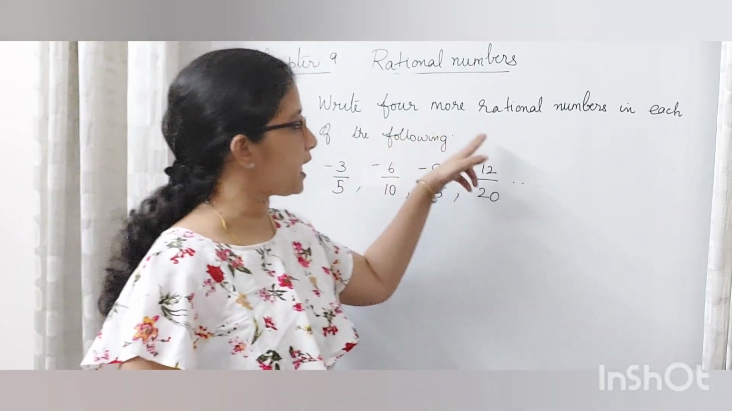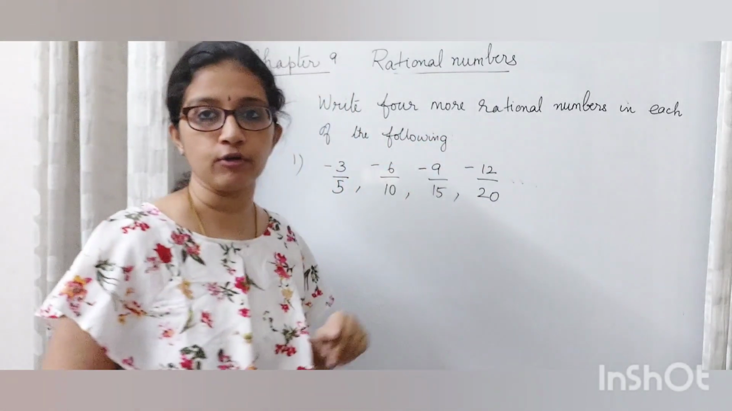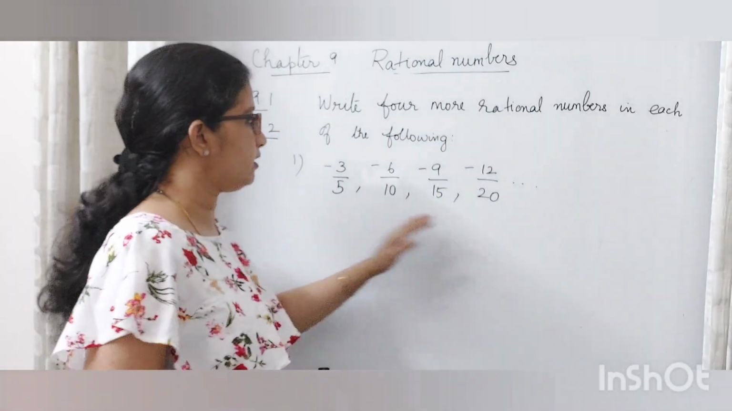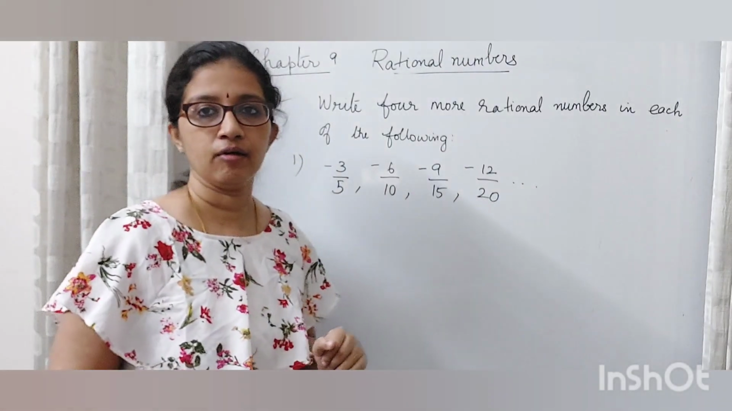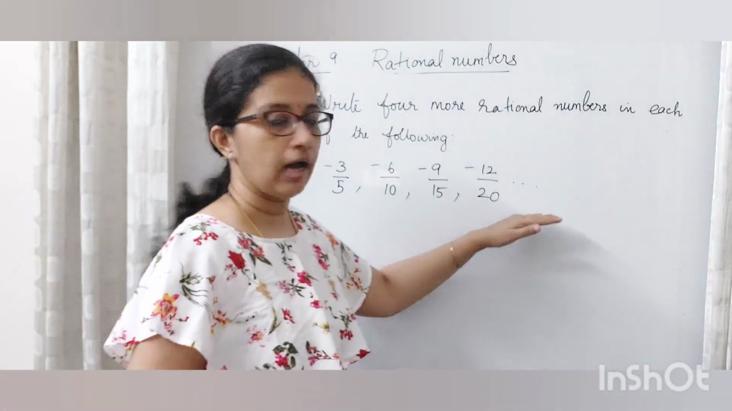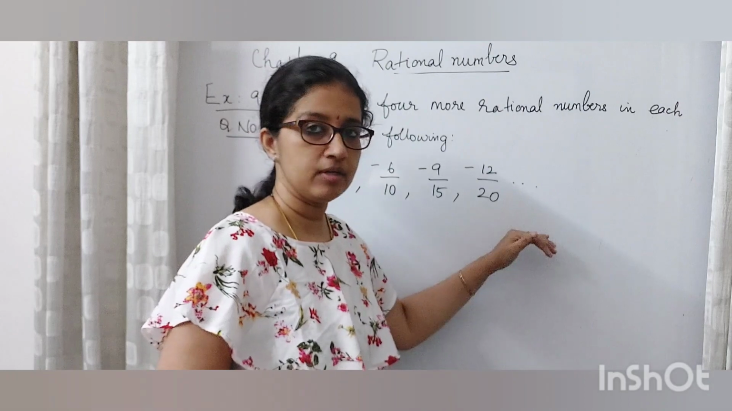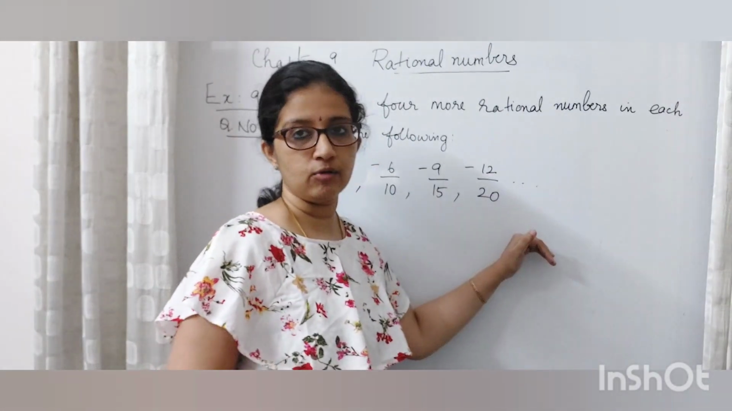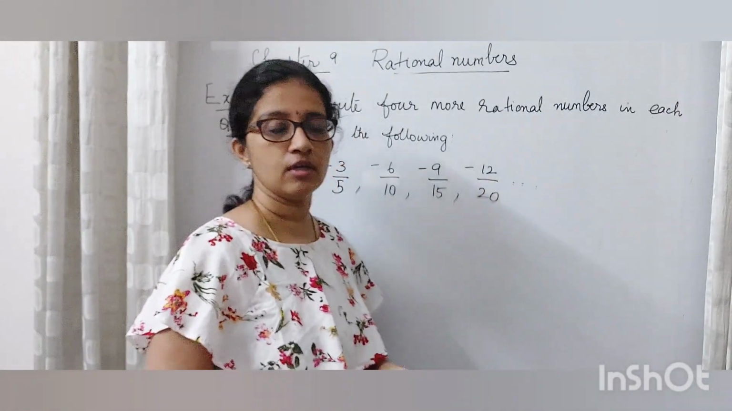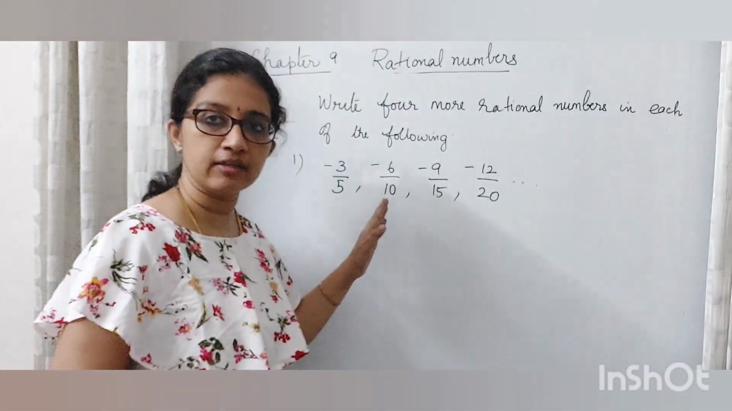Write 4 more rational numbers in each of the following. Okay, here they have given a pattern, and we have to add 4 more rational numbers in this pattern. So, the next 4 rational numbers. Let's see the pattern initially.